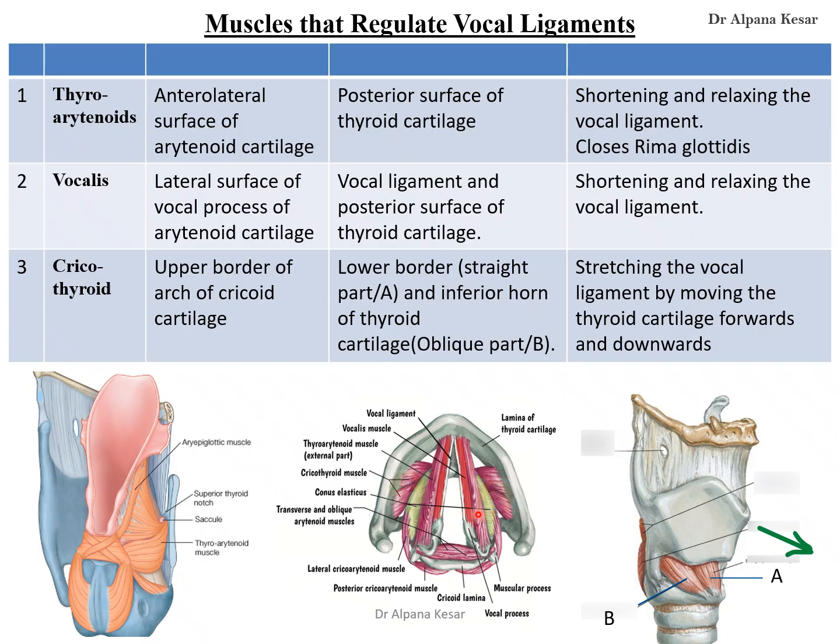As the vocal cords relax or get stretched, the tension in them changes, which also helps in changing the pitch of the sound. As the vocal cords are stretched and the tension in them increases, it helps in producing high-pitched sounds. Muscles that regulate the vocal ligaments are the thyroarytenoids, vocalis, and cricothyroid.